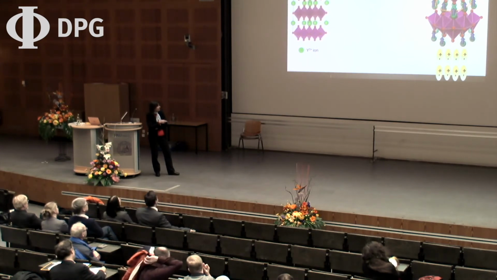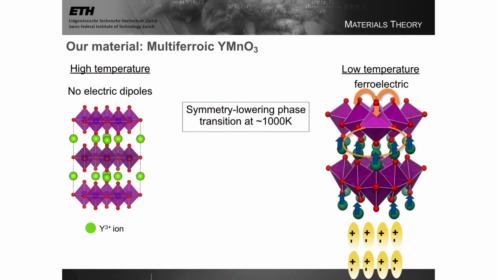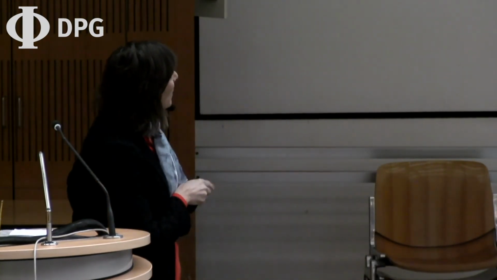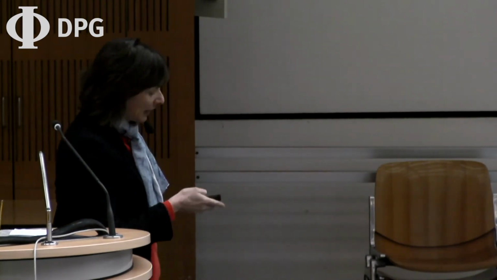At around 1000 Kelvin, we have a symmetry lowering phase transition in which these polyhedra tilt, and they can tilt in any direction around this circle. And when they do that, the yttrium ions in the plane all shuffle in the same direction. And because the yttrium ions are positively charged, the system develops a dipole moment. If you like, all the positive charges shuffle in one direction relative to the negative charges, and the system develops an electric dipole. So we have a phase transition from a paraelectric to a ferroelectric phase.